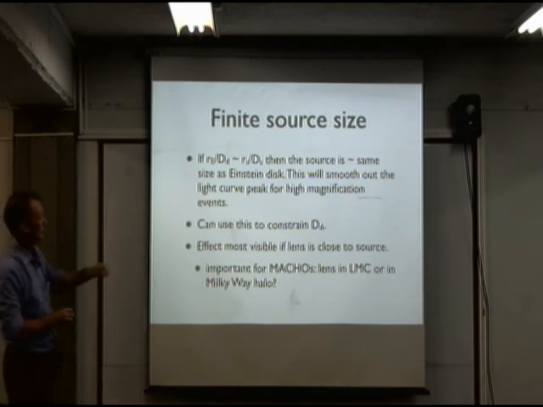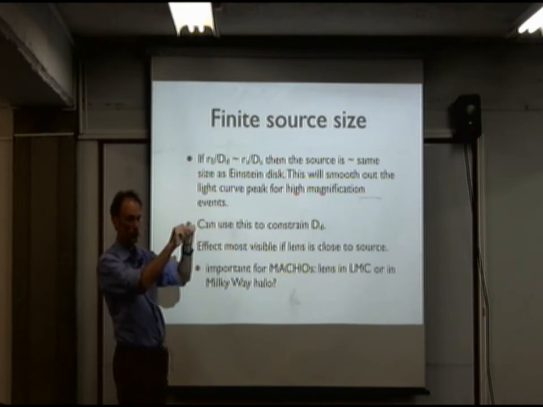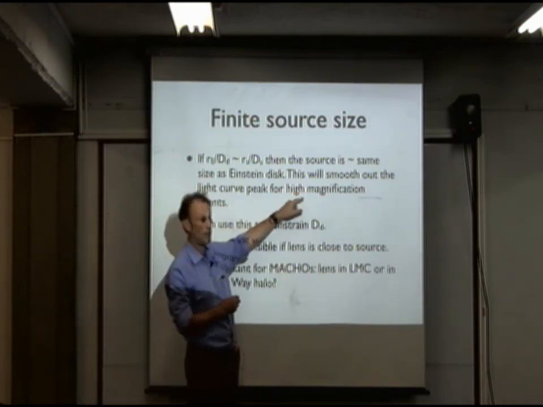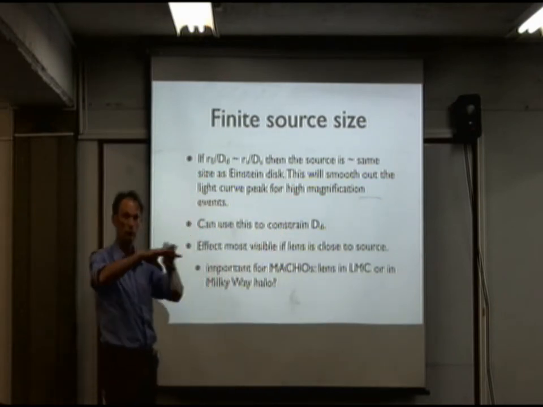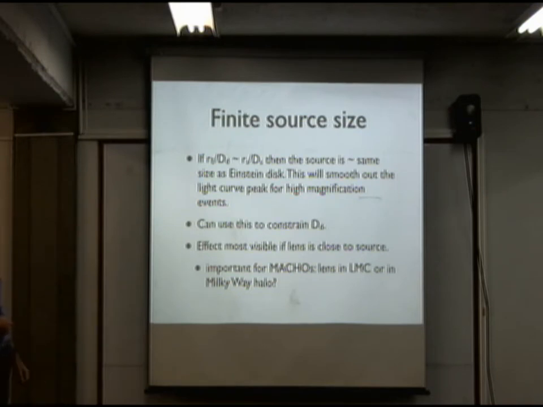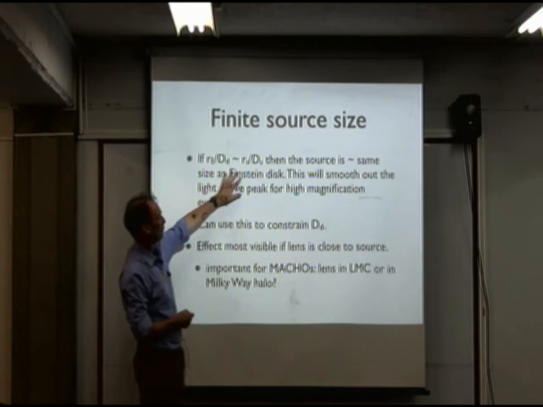It means that you never get the situation where all of the star is very highly magnified at the same time. And so effectively this means that you can have a very high magnification event, you can have the star come very close to the center, but nonetheless you will not see a very high peak in the light curve, because it's smoothed out, because different parts of the star reach their peak magnification at different times.